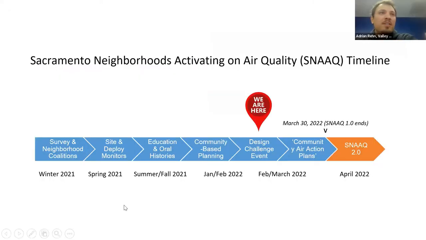Thanks, Kara. This is just a timeline of our project. We talked about these components a minute ago, but we did our neighborhood surveying in the winter of 2020 to 2021, sited monitors in the spring, began collecting data in the summer, starting in May, and then had our educational curriculum and oral histories deployed in the summer and the fall through, as Kiara said, Breakthrough Sacramento and Green Tech. We're currently in our community-based planning and design challenge phase, and the final product of our work through March is these community air action plans for each neighborhood. The whole idea is we want to get CARB's help, the California Air Resources Board, the state's help, in enforcing the actions that we come up with and funding those actions as well. And then you can go to the next slide.